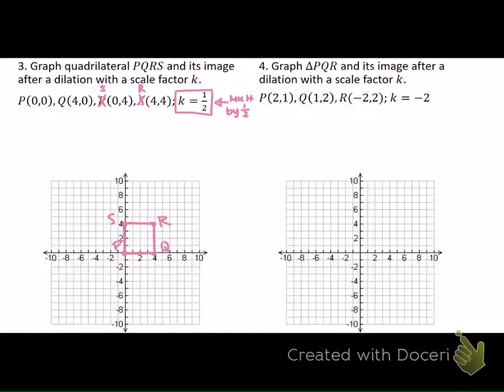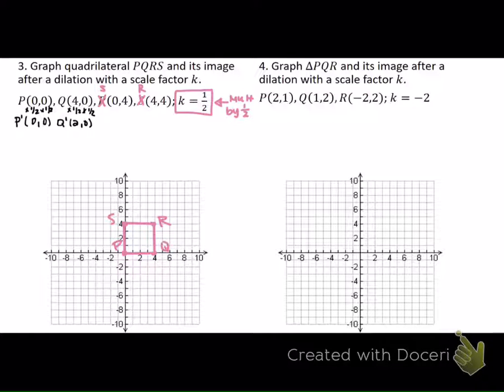Okay, so if I'm doing this here, I'm multiplying both by 1/2. So Carmichael, what would P's image be? 0, 0, because 1/2 times 0 is 0. Hunter, what would Q's image be? 2, 0.